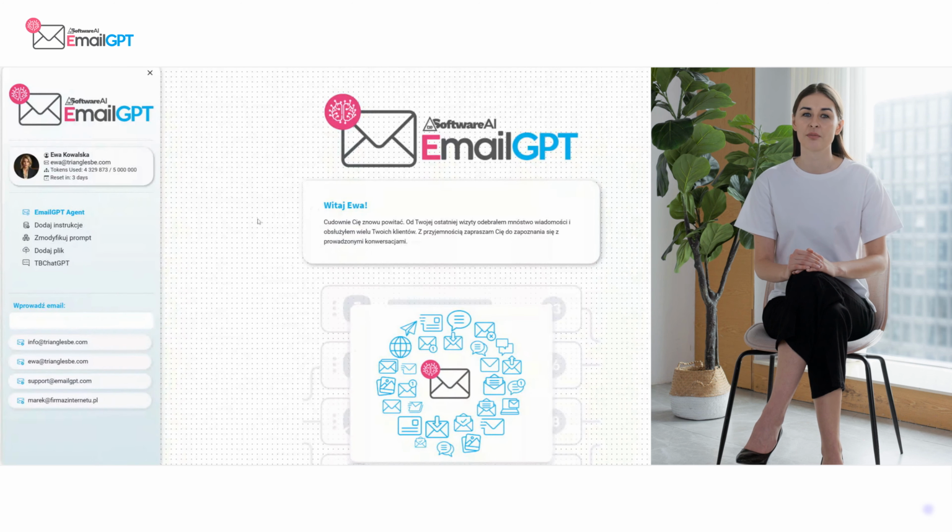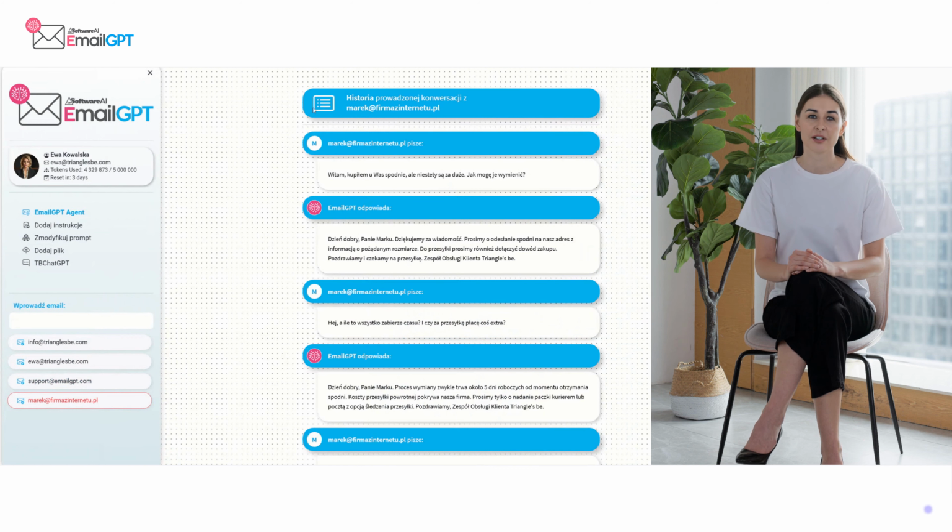After successfully completing the deployment process and installing the necessary system components, users have access to a website with the Email GPT control panel. At the beginning of the panel, key user account information is presented, such as first and last name, email address, the available number of tokens in the current package, and the date of the next package renewal.